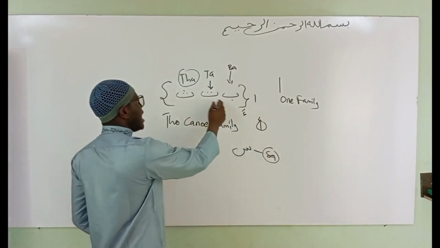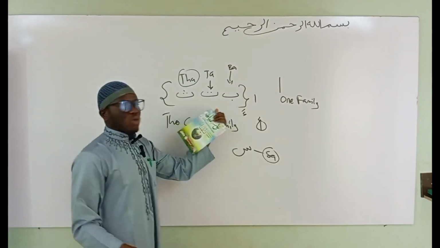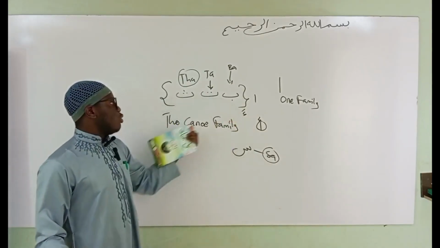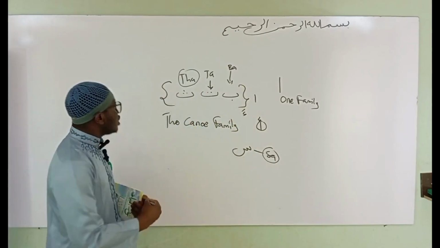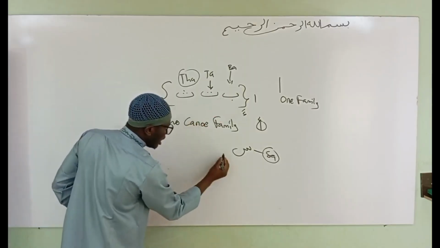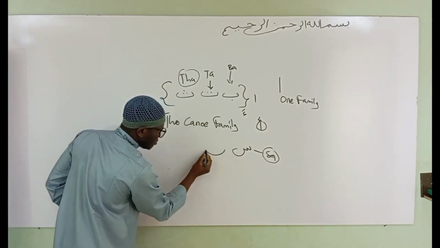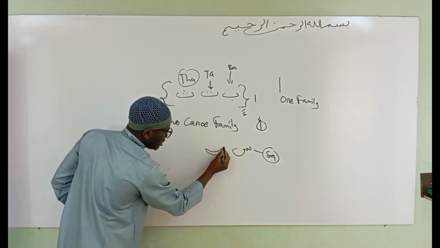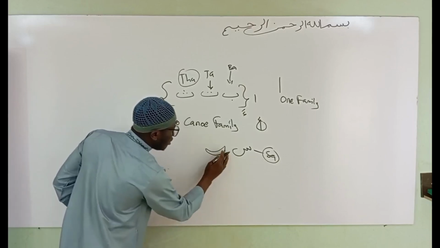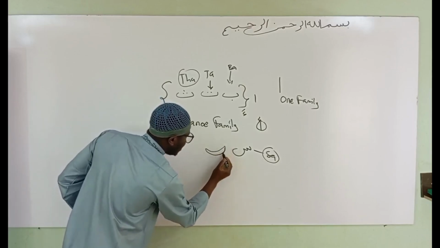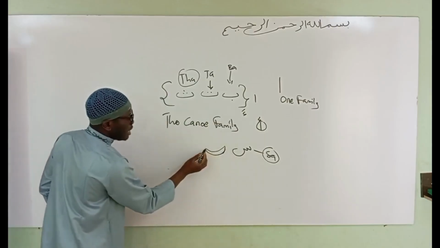So we have ba, ta, tha. These all belong to what? One family. That is the canoe family. If you look at the shape properly, you can see this ba. Now let's draw the canoe here. You can see this is like a canoe. Please don't mind my drawing. I'm not an artist. So we have the canoe here.